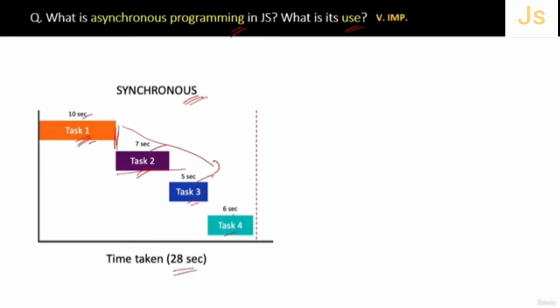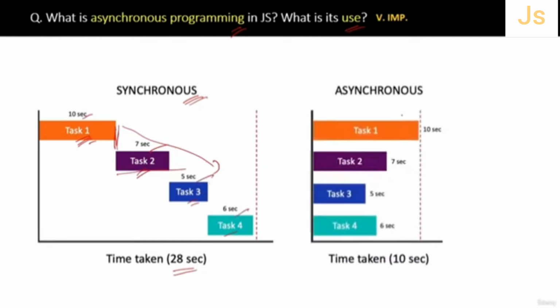But in asynchronous operations, the functions or tasks can execute concurrently, or you can say parallelly. Here, task 2 will not wait for the completion of task 1. Therefore, in asynchronous programming, the total time taken by the same tasks is less than in synchronous programming. That is the high level idea. Okay, now let's see the code.